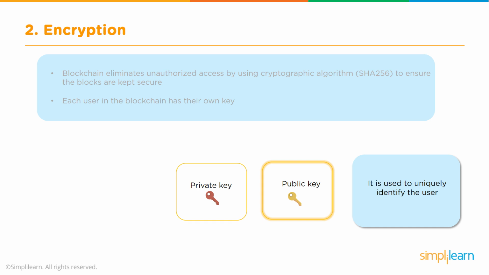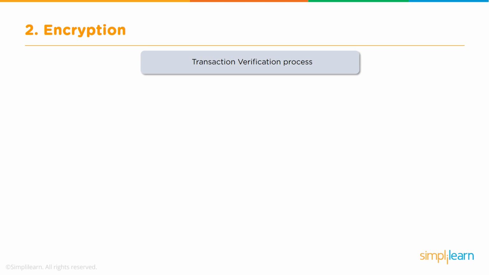The public key is also used to uniquely identify the user, but it is shared by the sender with every transaction it floats on the blockchain network, and we will see how. Now let's take a look at a typical transaction verification process.